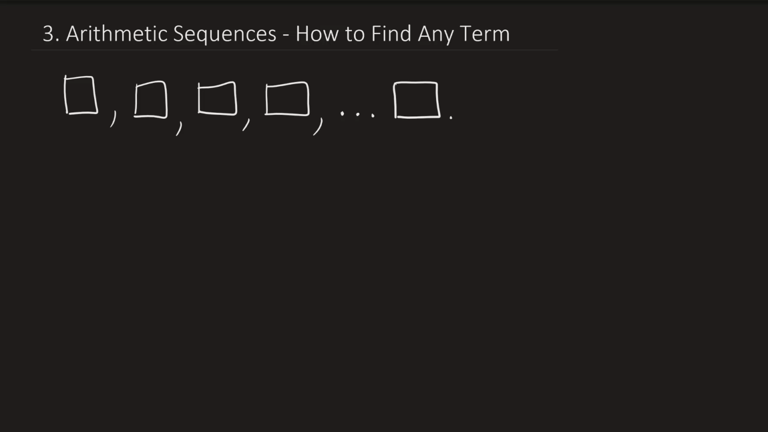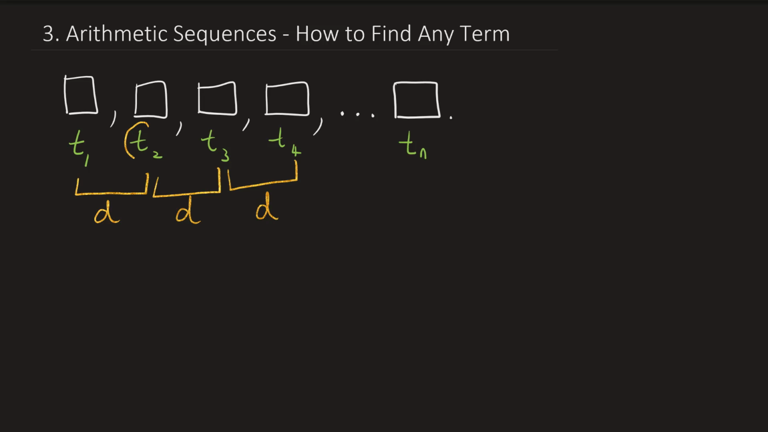Each number has its own unique name. The first one is T1, and then T2, T3, T4, and so on until we get to the last one, Tn, where n can be any number. We have been told that this is an arithmetic sequence, so the difference between successive terms is the same and is called D, which stands for common difference. So in order to find D, you always take one term and you subtract the term before it.